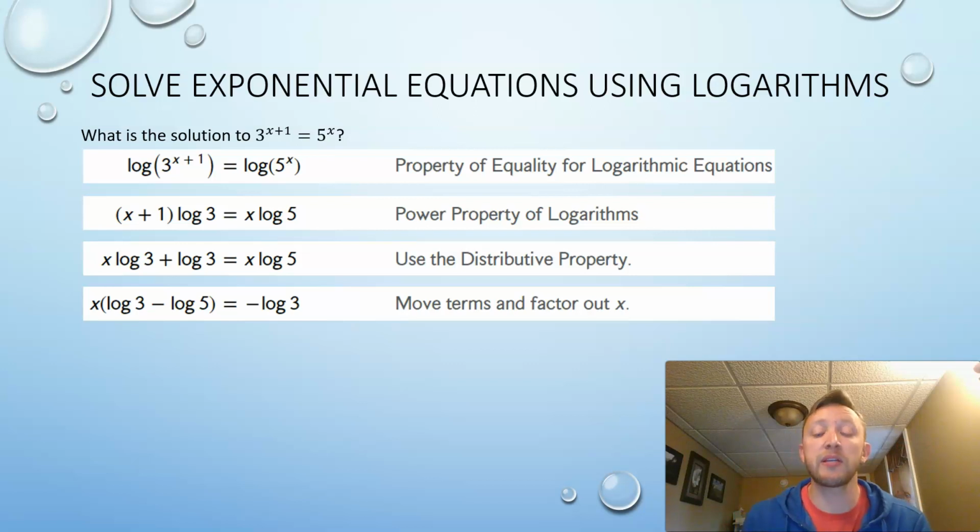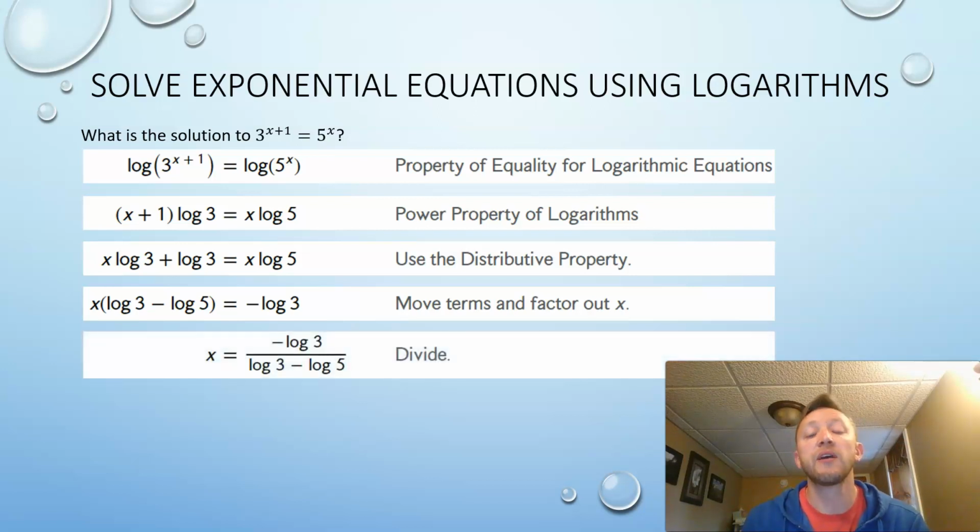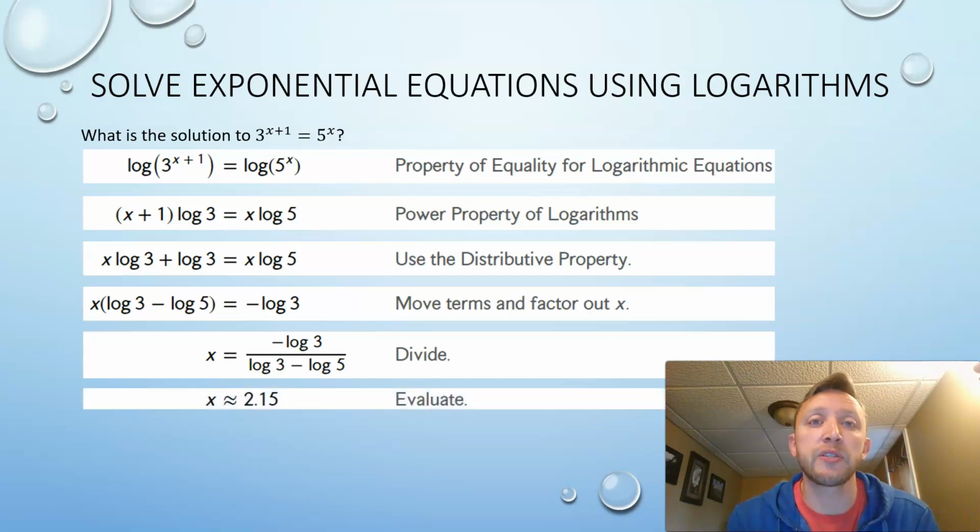And what this is going to allow us to do is solve for x. Because to solve for x, we would divide both sides by the log of 3 minus the log of 5. Because that log of 3 minus log of 5 is going to be a number. And so if we divide both sides by that number, log of 3 minus log of 5, we would now solve for x. Well, the last thing we're going to do is we're going to do this on our calculator.